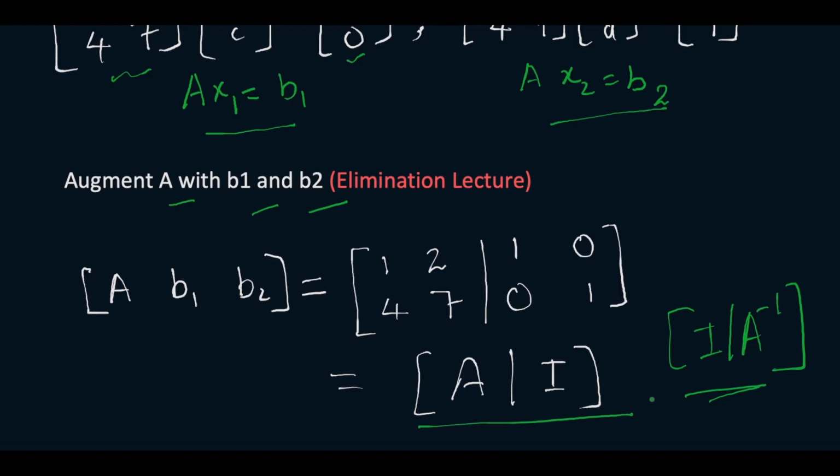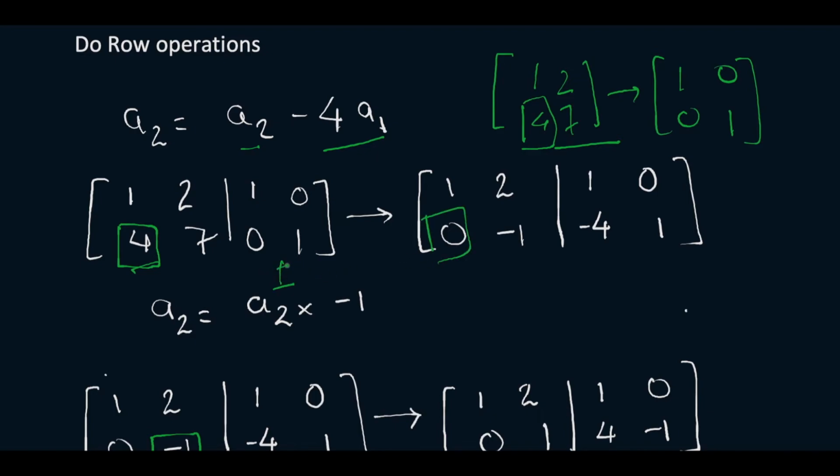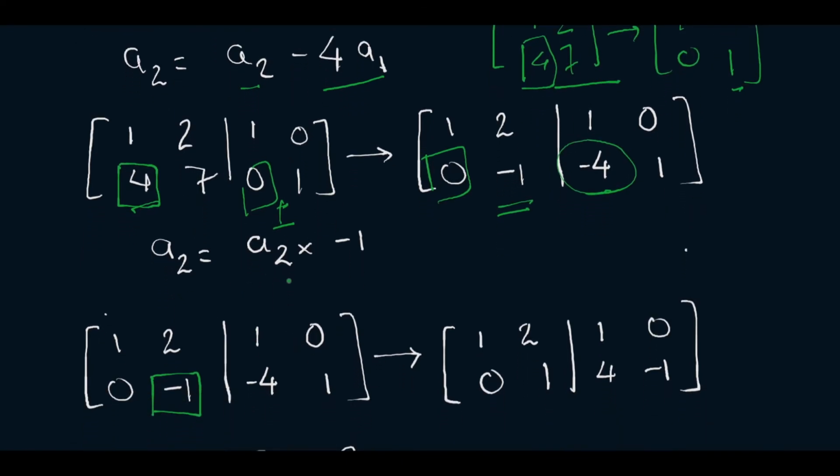Now let us start our row operations. We need to make 1, 2, 4, 7 into 1, 0, 0, 1, and the identity on the right, 1, 0, 0, 1, will change accordingly. So first we need to get rid of this 4. The row operation that we do is R2 equals R2 minus 4 R1. Hence this becomes 0. The same operation has to be done on the identity matrix, and this 0 becomes minus 4. Now we have a minus 1 here, but we need a 1 here. So the second operation that we do is R2 equals R2 times minus 1. So this minus 1 will get replaced by 1, and the identity matrix will also be multiplied by minus 1. So this will become 4 and minus 1.